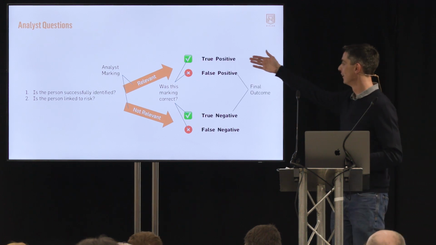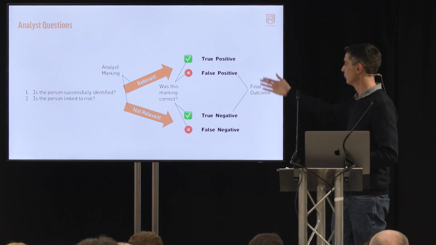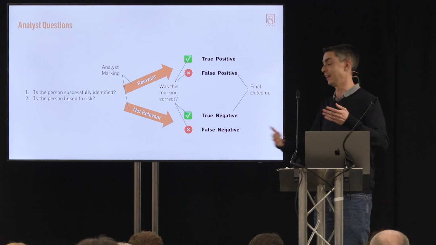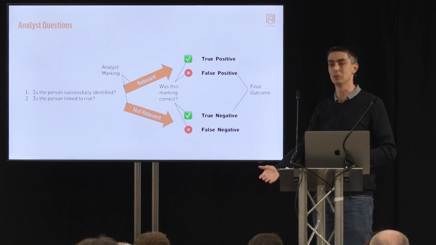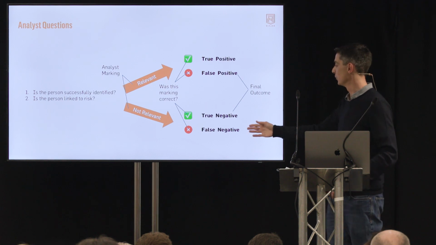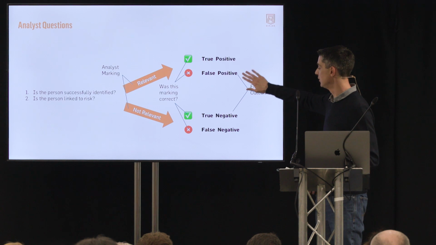True positive is, they are risky, and they were found to be risky. False positive, you said they were risky, but actually they aren't. True negative is, they're genuinely not risky, and you said so. And false negative is you missed it. So obviously this has a cost implication.